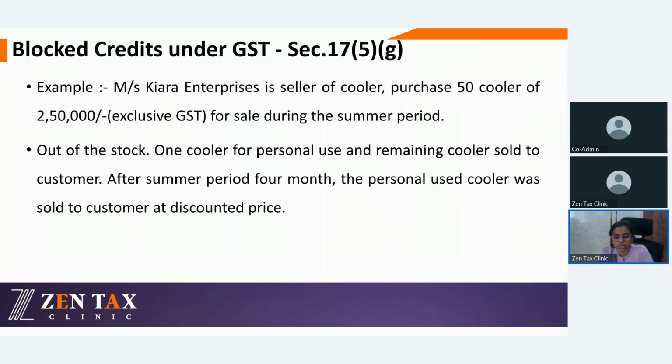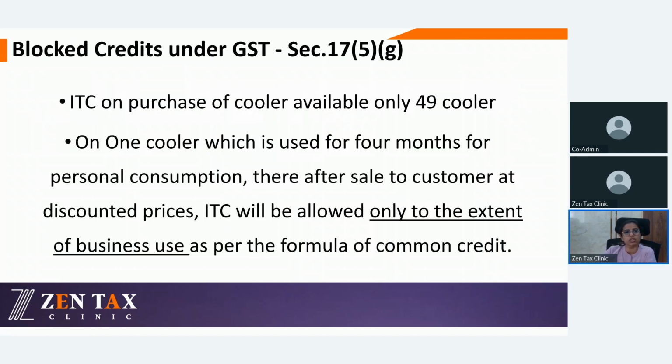So in this case, whether ITC is eligible or not pertaining to this one cooler becomes a question. Only to the extent it is used for business, we have to apply the common credit formula and avail ITC based on that. And for the balance 49, as they are used for business purposes, you can avail ITC on them. So this is a small example I've taken to understand personal consumption.